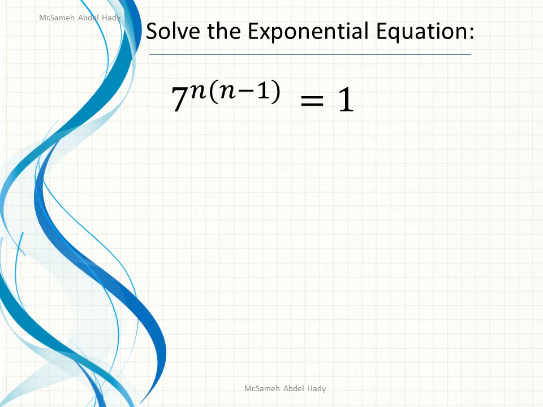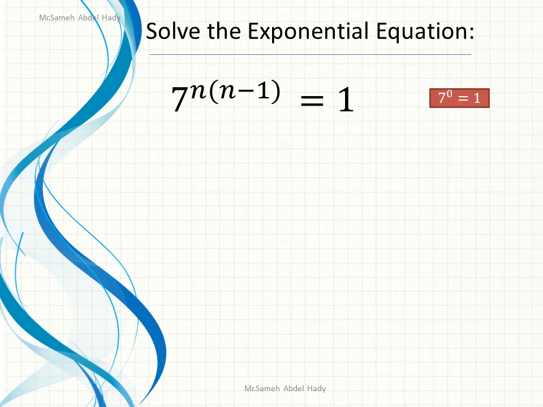You can try solving these equations. 7 power n times n minus 1 equals 1. 7 power n times n minus 1 equals 1. You can try to solve this equation and turn back. Alright, let us see.